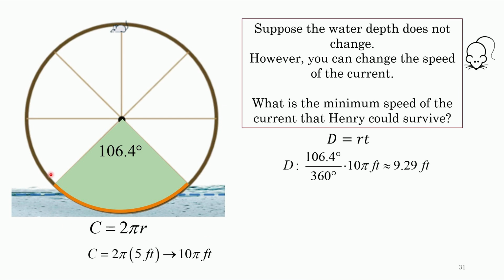To find that arc length, we're going to divide 106.4 by 360, because that's the portion of the entire circle we have, and the entire circle is 10 pi. So this times 10 pi is 9.29 feet. Now we have our distance. Distance equals rate times time. We know that our time needs to be 45 seconds, so we divide both sides by 45 seconds and get 0.206.